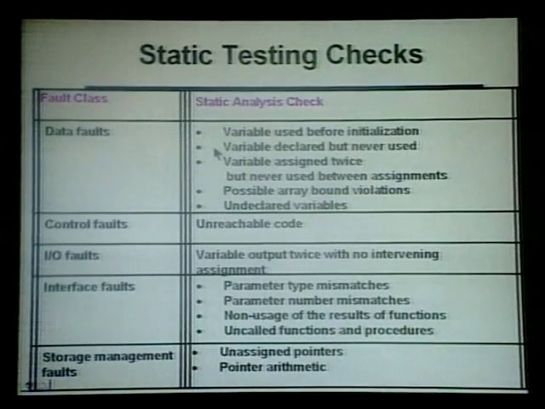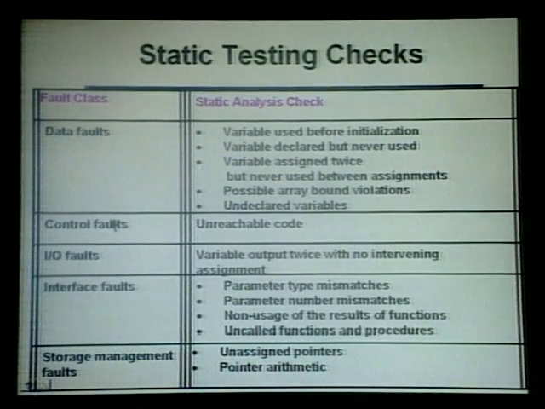During static testing, we can discover certain types of error, such as data faults. Examples are variables used before they are initialized in the program, variables declared in the program but never used, and variables assigned twice but never used between assignments, which is a useless activity. You can also check for possible array bound violations by the programs, and you can also check for undeclared variables.